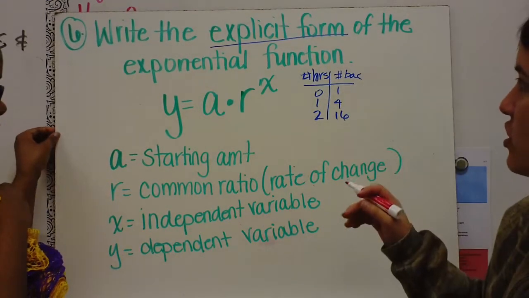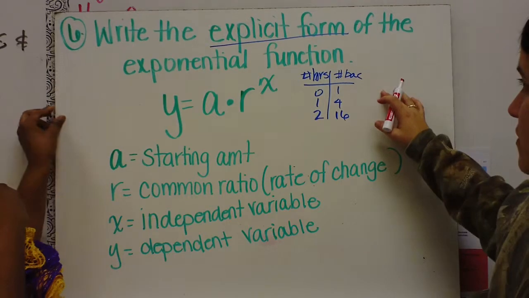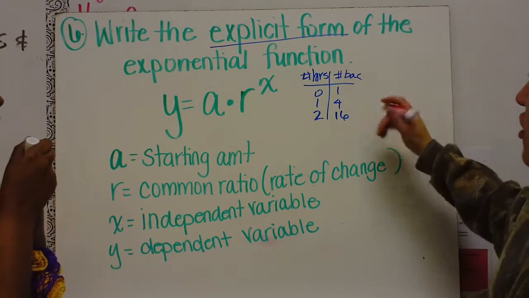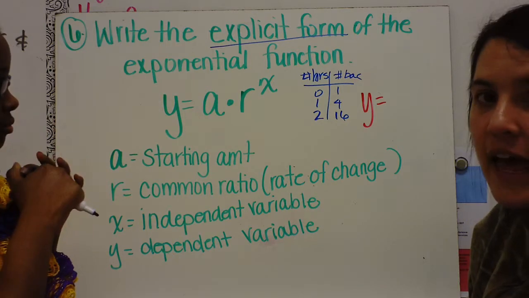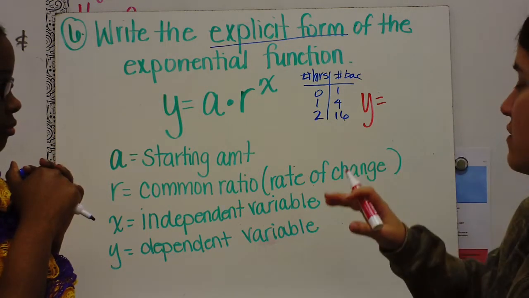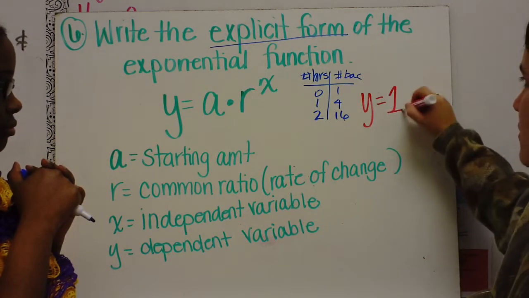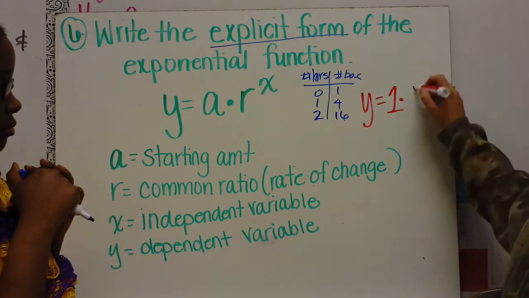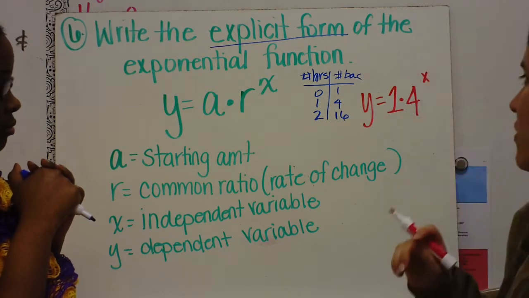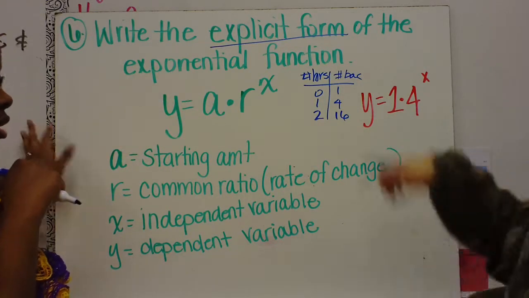And so we're going to actually write an equation on this paper. So y equals a, your initial amount. In this, the initial amount is 1, times the r, which is 4, to the x power. So that would be your explicit equation: 1 times 4 to the x power.